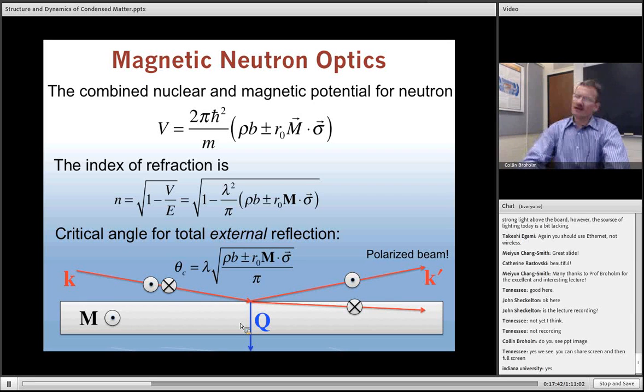And what I'd like to do now is have a little digression before we return to the discussion of the scattering cross-section. And in this digression, I am making a connection between the nuclear and the magnetic scattering part. And what I'm writing down here is the interaction potential.